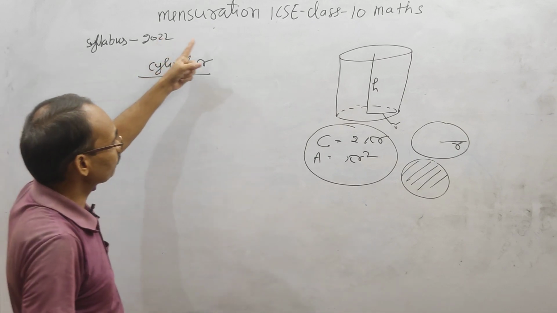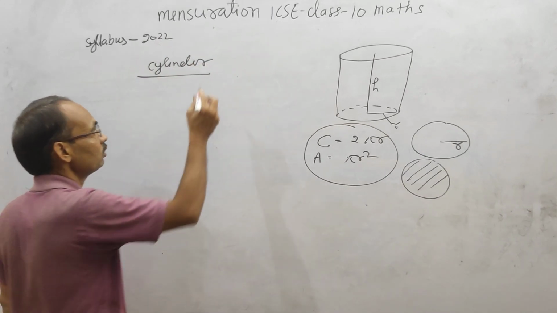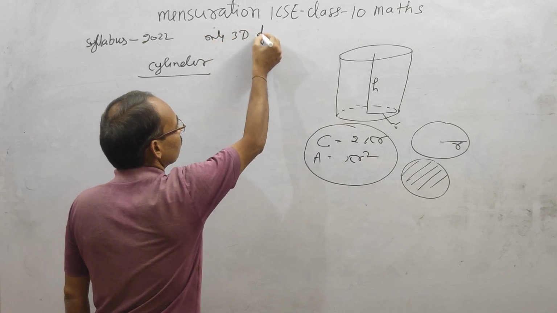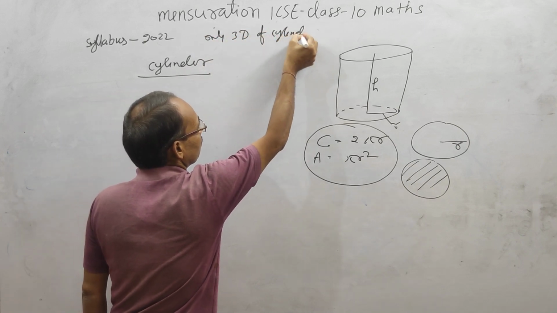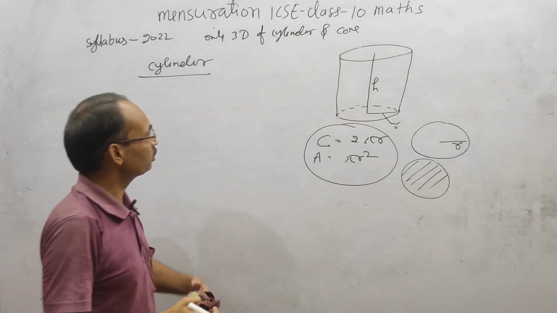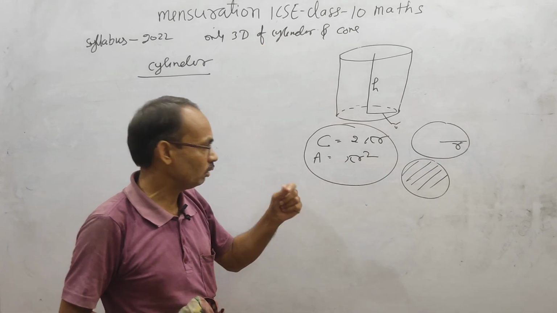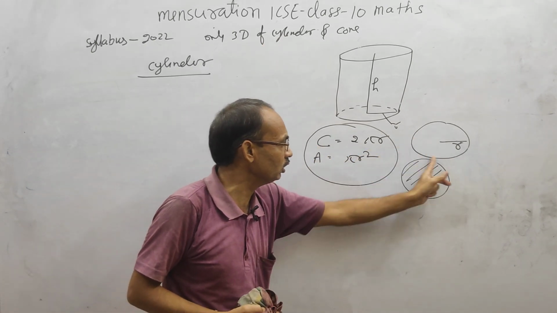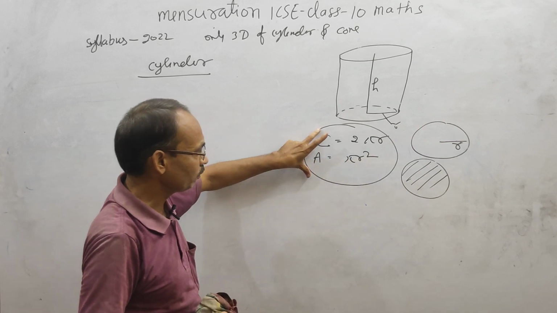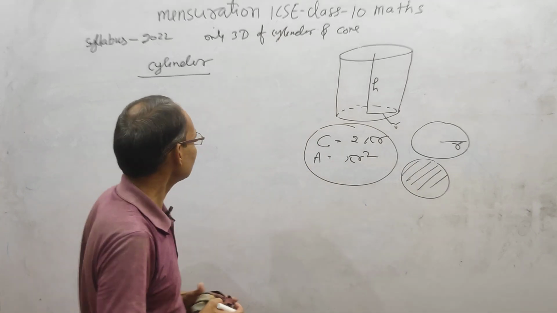But in mensuration for ICSE class 10, the syllabus has only 3D of cylinder and cone. During the study of cylinder, you will need the circumference of a circle and the area of a circle. So it is compulsory to study that topic before the cylinder.